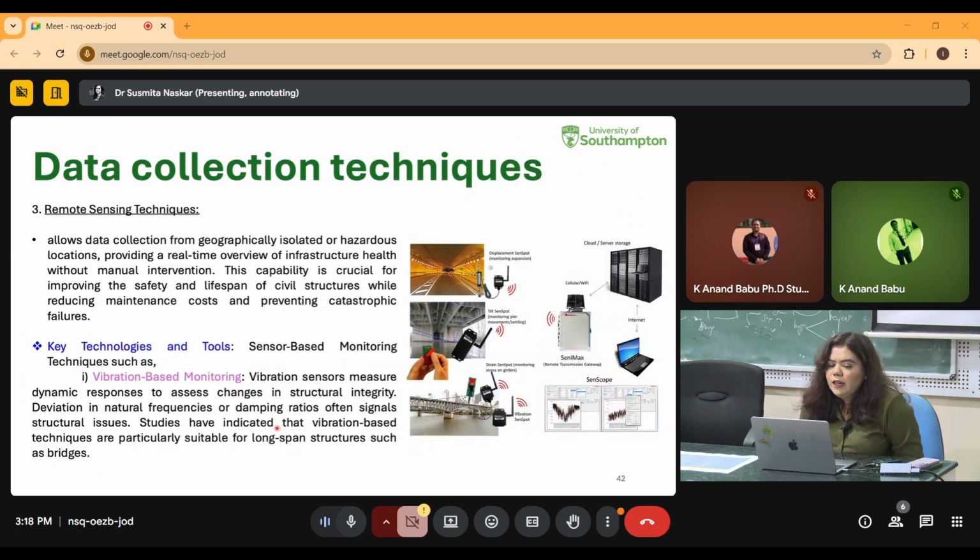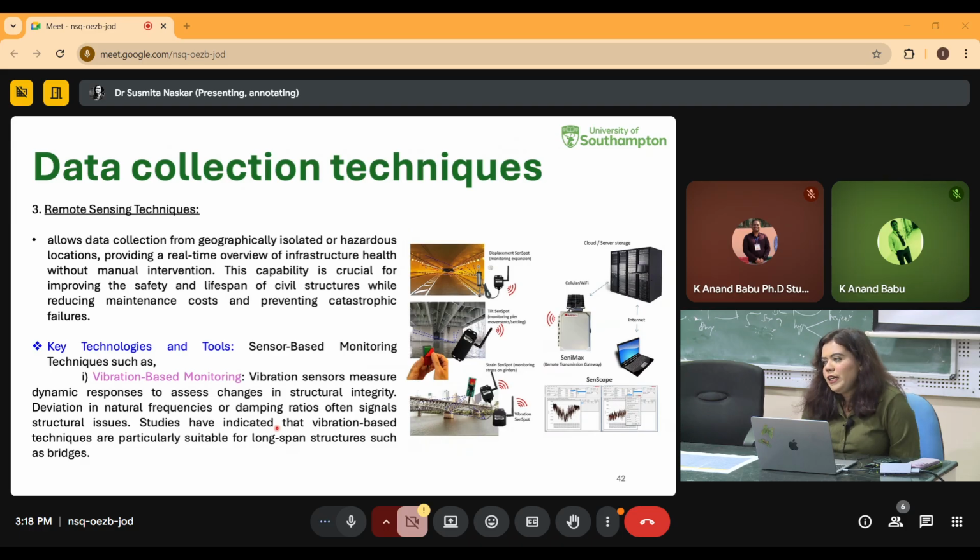And now let's talk about the third category of data collection. First we talked about the manual, right? Second we talked about the automated one. Third is the remote sensing technique. That's also been used quite a lot when we talk about the SHM technique especially.